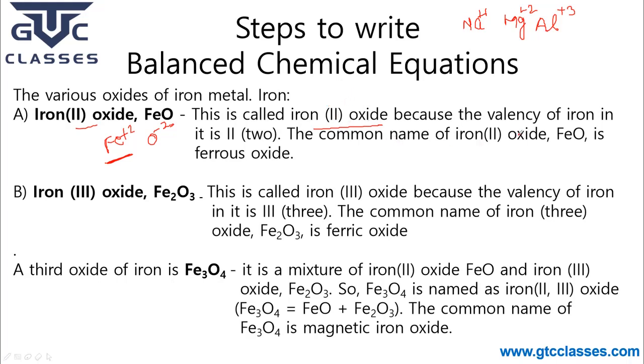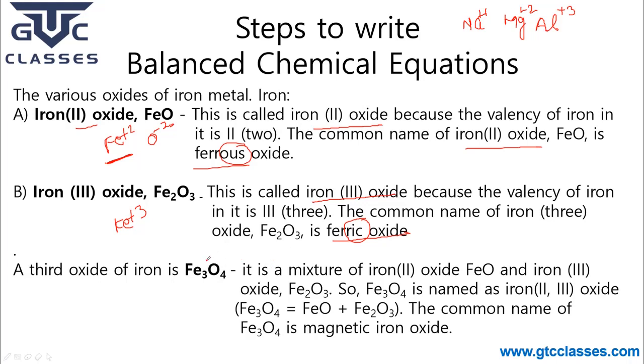The common name of this, iron 2 oxide, is also ferrous oxide. Remember this: OUS. Clear? Whenever the iron has plus 3 valency, this is called iron 3 oxide, or also I call it ferric oxide. Remember this: ric. So ferrous and ferric oxide, these are the two. This is FeO, this is Fe2O3.